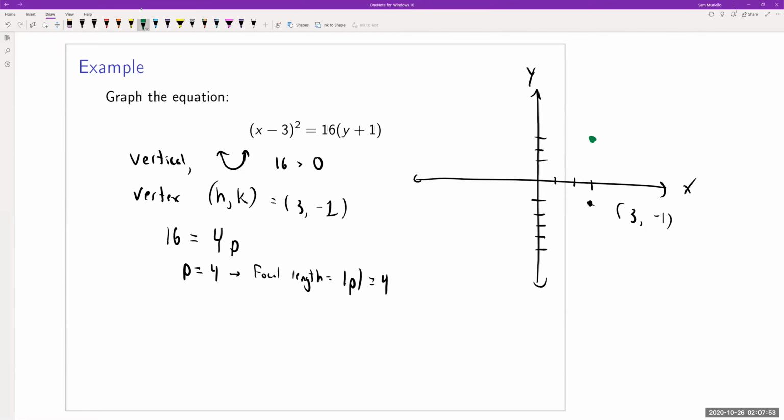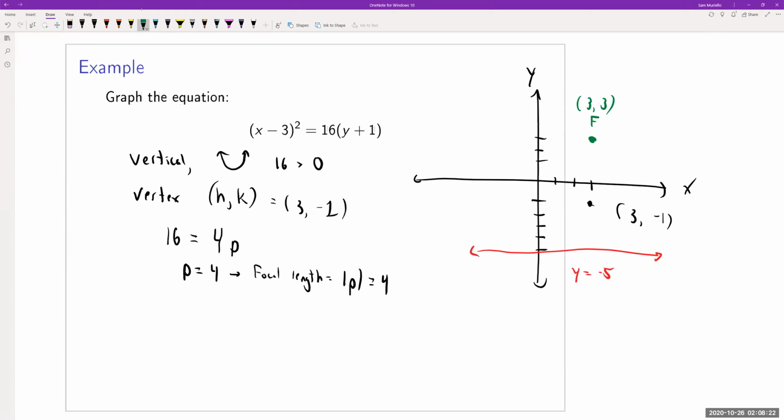Up 4, we'll find ourselves the focus. And down 4, we'll find ourselves the directrix. This is y equals -5 is the directrix. The focus is the point 3, comma 3. The reason the focus is up and the directrix is down is because the focus always sits inside the parabola. And since it's upwards, the focus needs to be above.